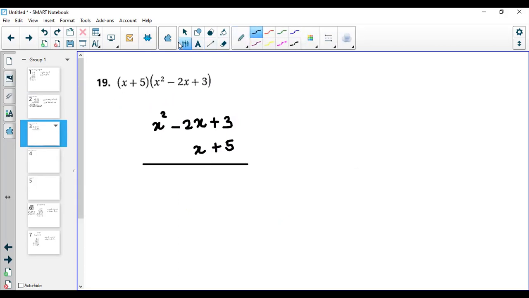So what's the first thing? Let's write down this polynomial here. That's going to be x squared minus 2x plus 3. Put them inside the parenthesis. Write it again. As you know, we have to multiply that 2 times.